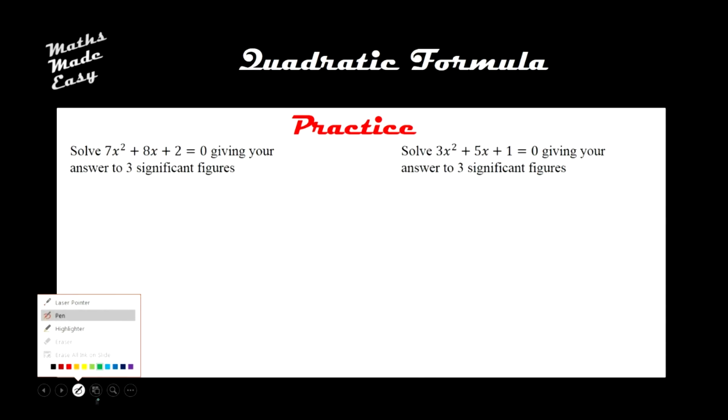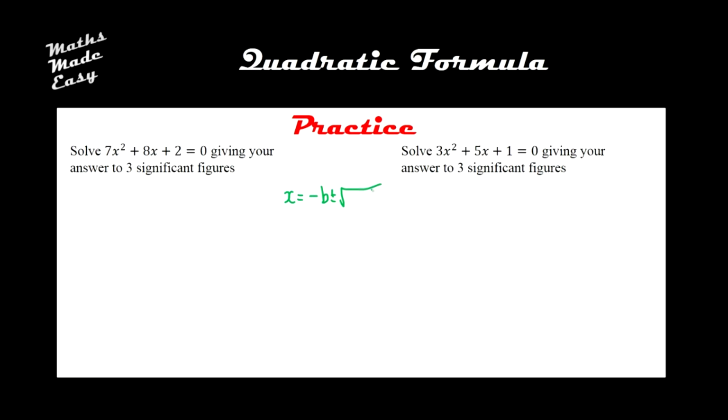Here are two questions for you to have a go at on the quadratic formula. Now I will give you the quadratic formula once more. However, in an exam you will be expected to have memorized this and be able to use it from memory. So it's x equals negative b plus or minus the square root of b squared minus 4ac, over 2a. So press pause, try these two questions, and then press play and I'll tell you what the answers were.